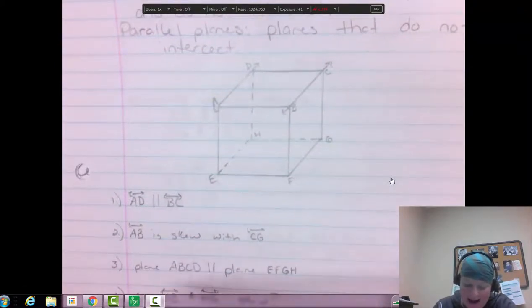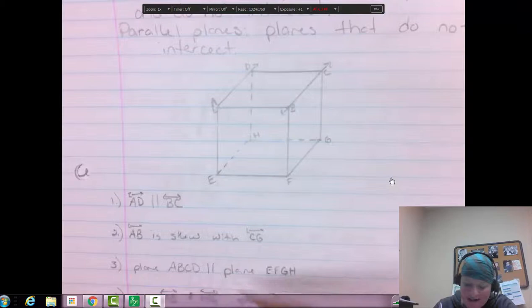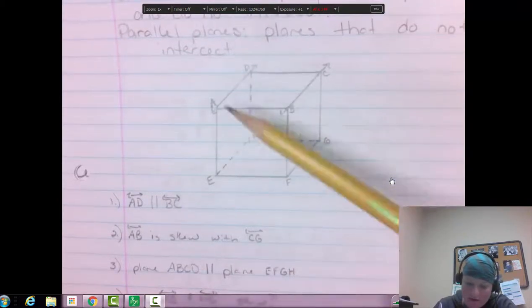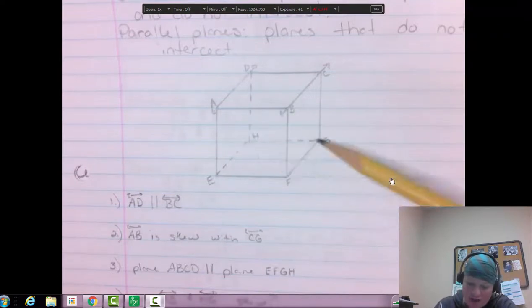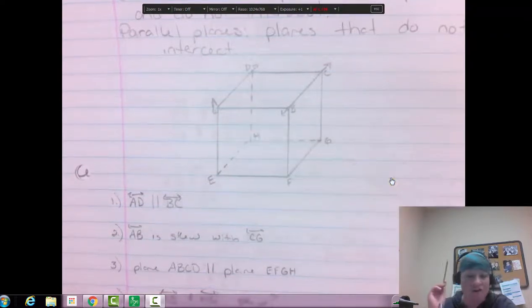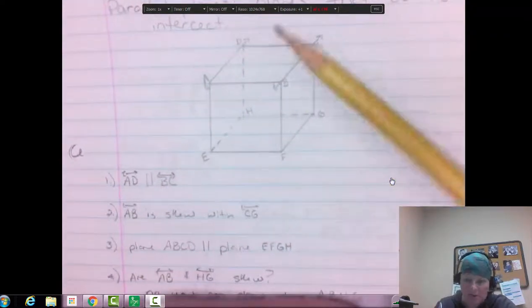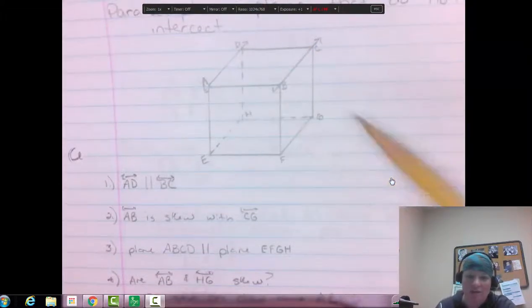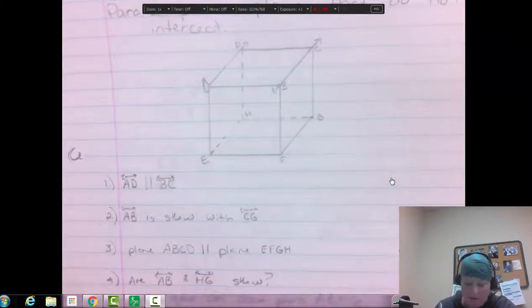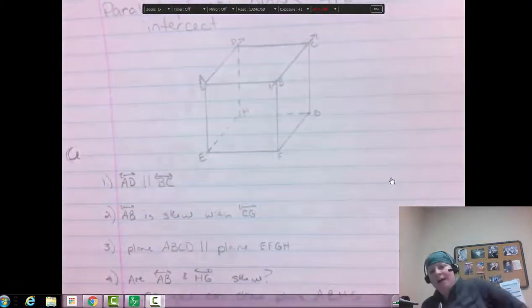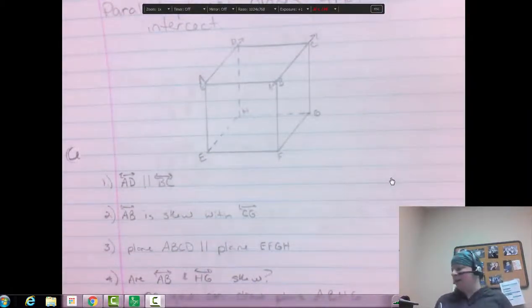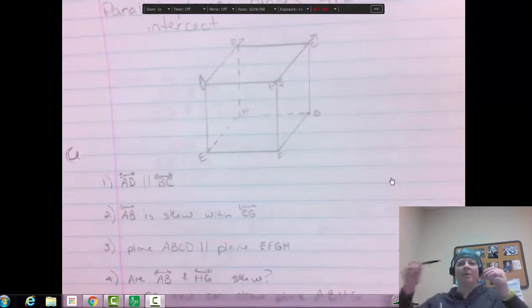Okay. Are AB and HG skew? These are some questions you might be asked. AB and HG. Are those skew? No, they're parallel. You can draw a plane that way, right? So be careful. Most skew lines that we're looking at, one goes this way, and the other goes something like that.